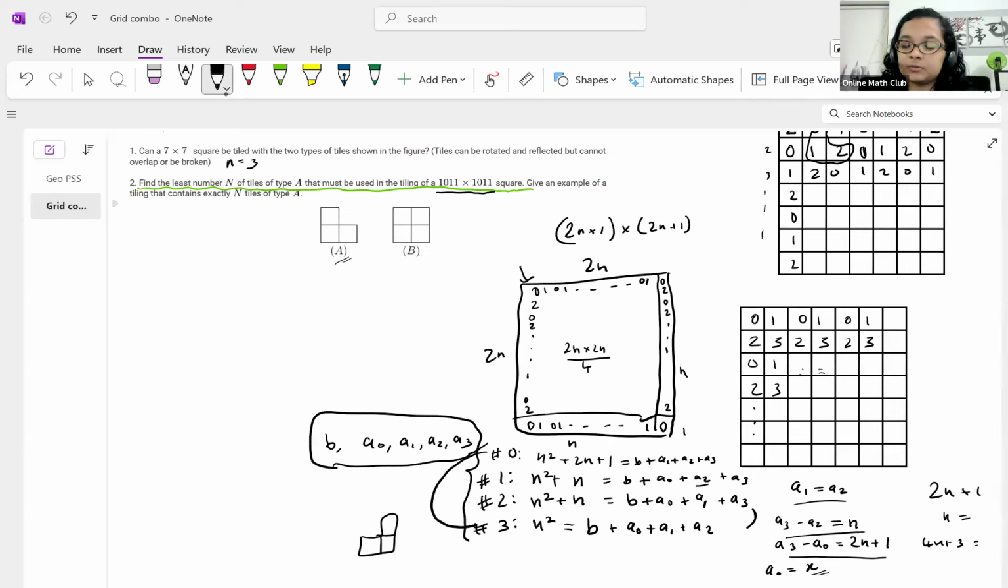So maybe try to find a construction for 7 by 7, and then we can try to extend it to any larger n, because directly finding a construction for a random n seems harder than trying to generalize it from a small case. So maybe try this one for some time now, and then we'll see if we can combine them to find the final construction.